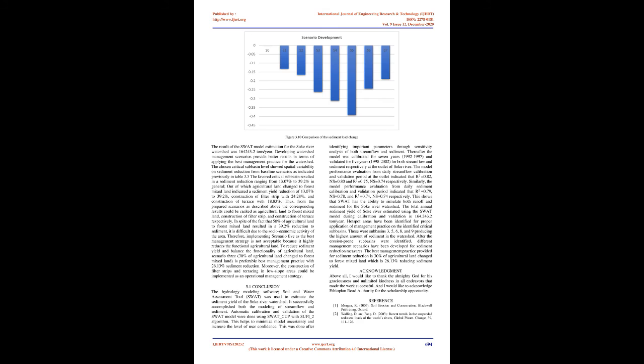5.1 Conclusion. The hydrology modeling software, Soil and Water Assessment Tool, SWAT, was used to estimate the sediment yield of the Soke River watershed. It successfully accomplished both the modeling of stream flow and sediment. Automatic calibration and validation of the SWAT model were done using SWAT-CUP with the SUFI-2 algorithm. This helps to minimize model uncertainty and increase the level of user confidence. This was done after identifying important parameters through sensitivity analysis of both stream flow and sediment. Thereafter the model was calibrated for 7 years, 1992 to 1997, and validated for 5 years, 1998 to 2002, for both stream flow and sediment respectively at the outlet of Soke River.